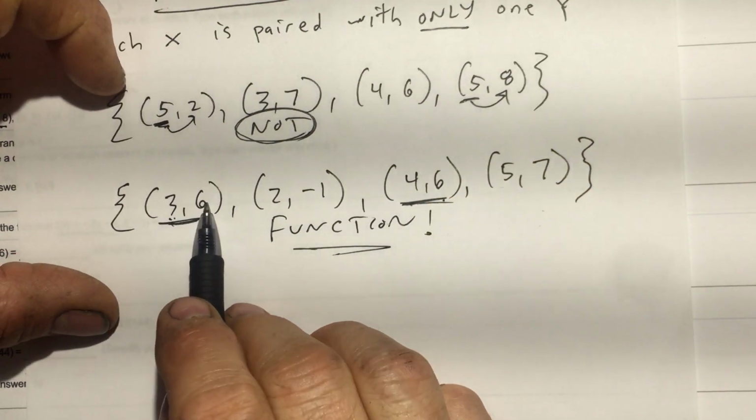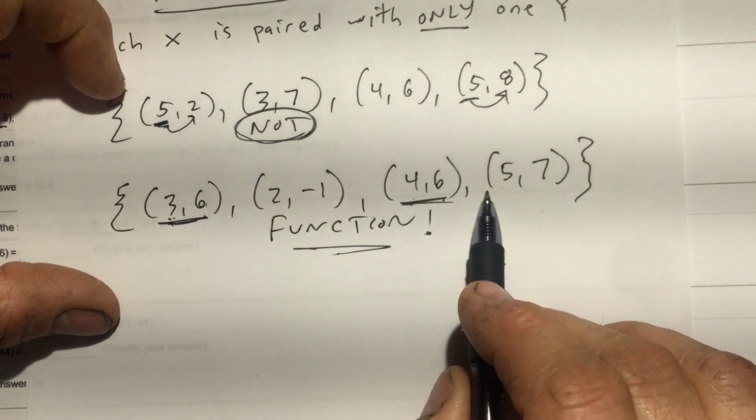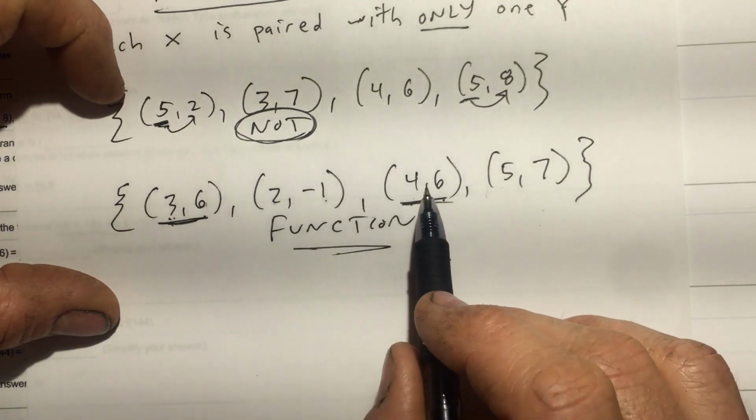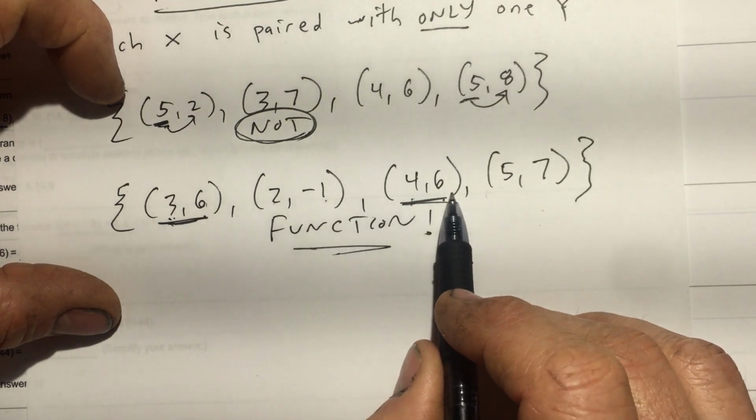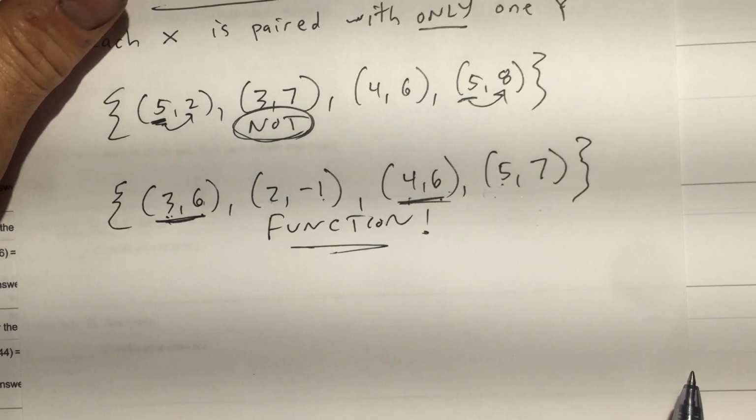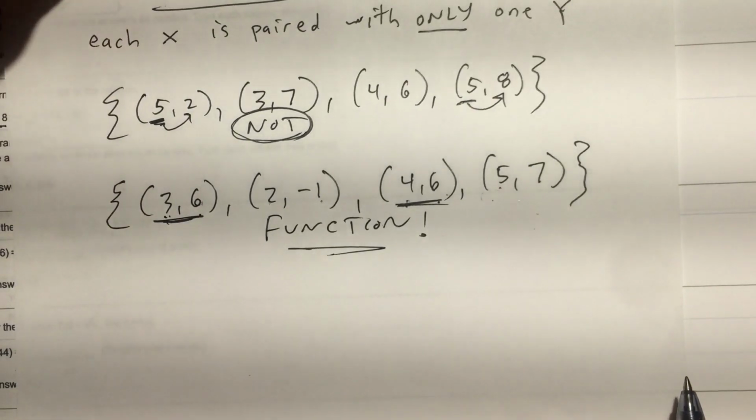Because 3 is paired up with 6, and I do not see 3 paired up to anything else. 2 is paired up to -1, nothing else. 4 is paired up to only 6. 5 is paired up only with 7. So this is a little bit about what a function is.